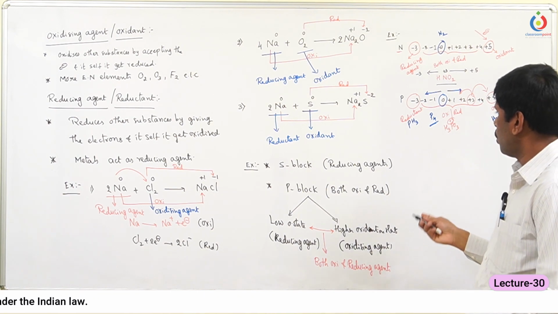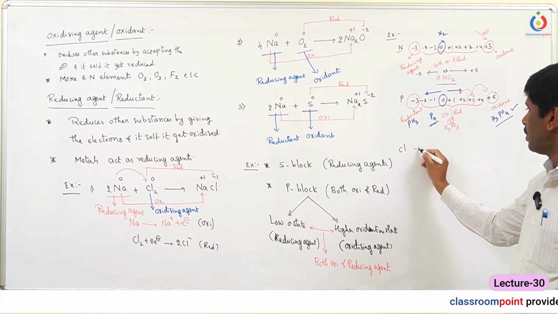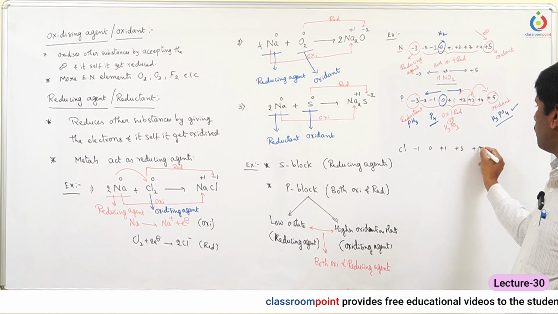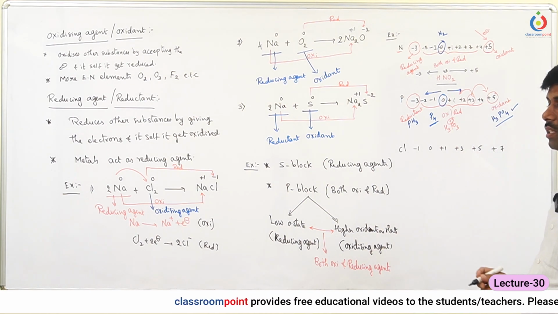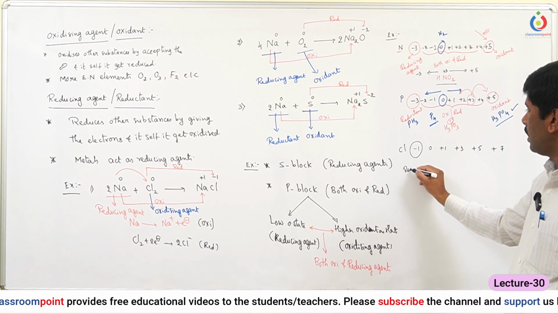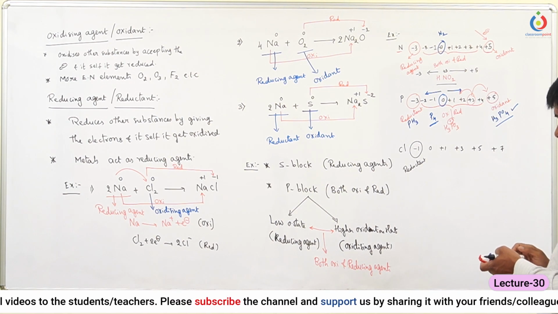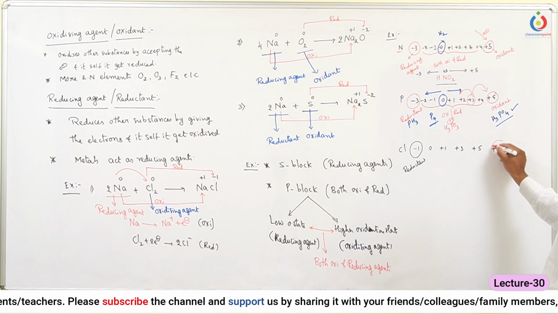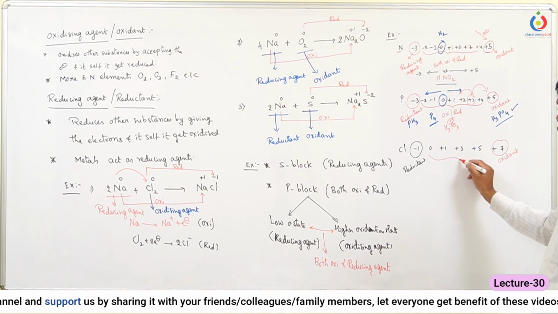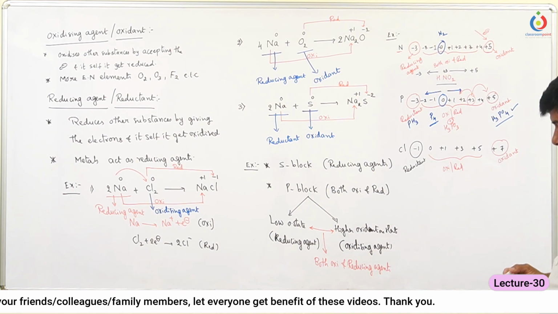Now let us take chlorine. We know that chlorine can exhibit the -1 oxidation state and 0, +1, +3, +5 and +7 oxidation states. In the -1 oxidation state, it acts as only reductant. And in the +7 oxidation state, it acts as only oxidant. And in between these oxidation states, it can act as both oxidizing agent as well as reducing agent.